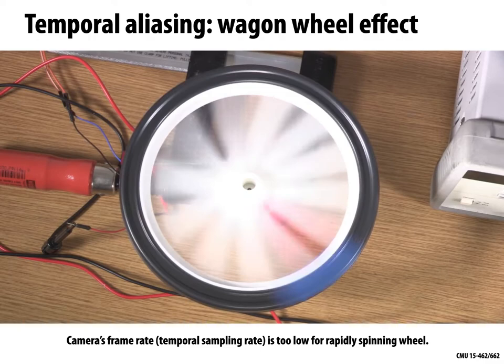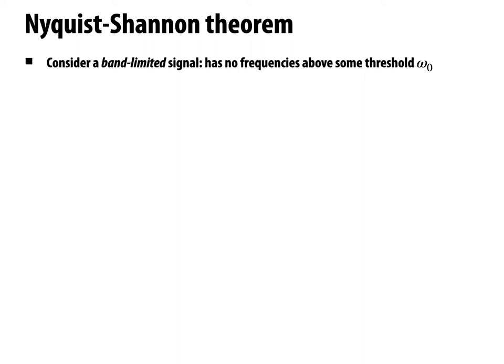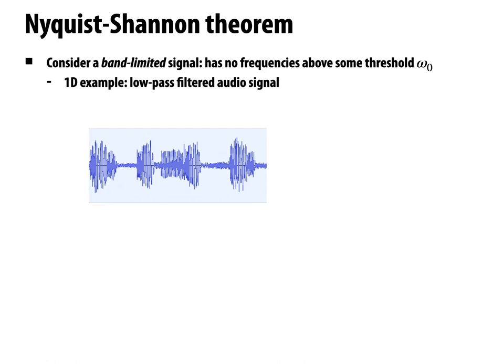Okay, so how can we be precise about when this phenomenon occurs? This is something called the Nyquist-Shannon theorem. Really important theorem in signal processing. It says, let's say that we have a band-limited signal, meaning we don't have any frequencies above some threshold, right? If we think of audio as a sum of fundamental sine waves, we stop adding terms that are past some frequency. So for instance, if we band limited that music we listened to before, it might sound like this.